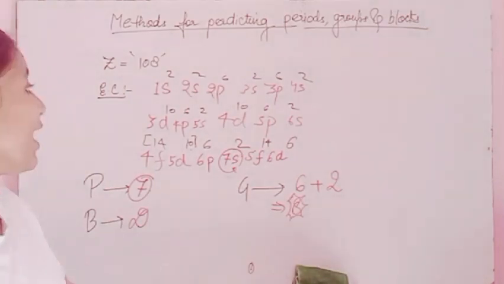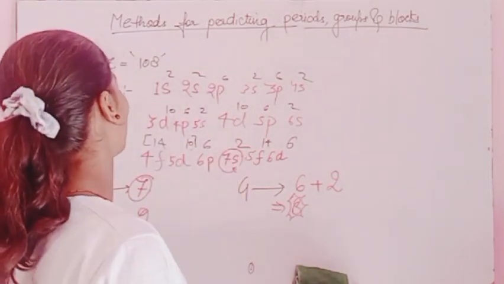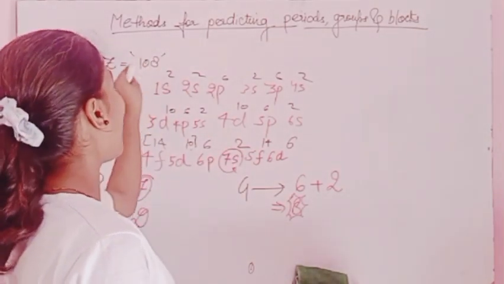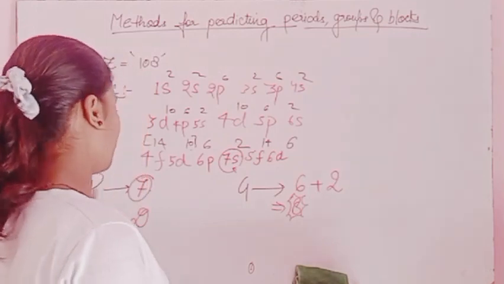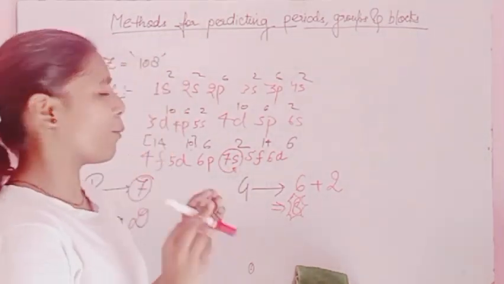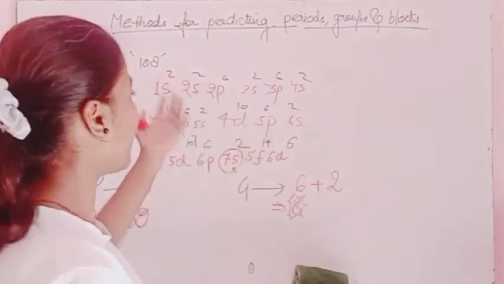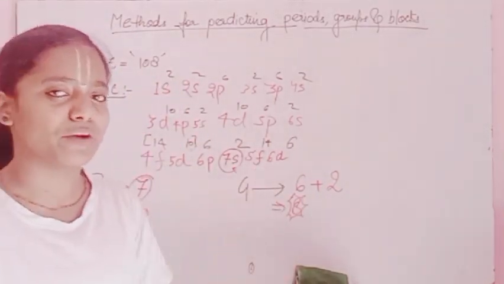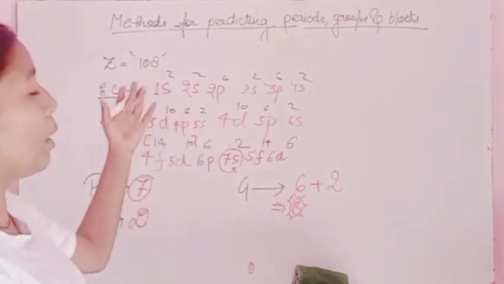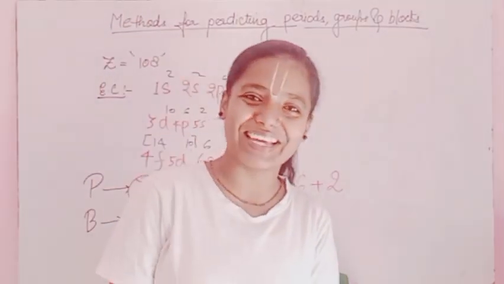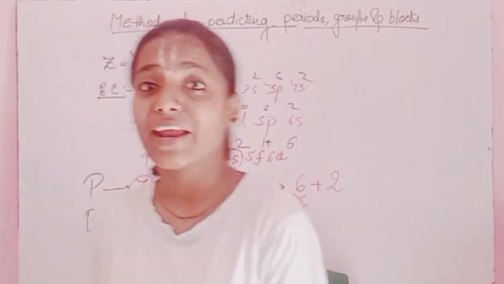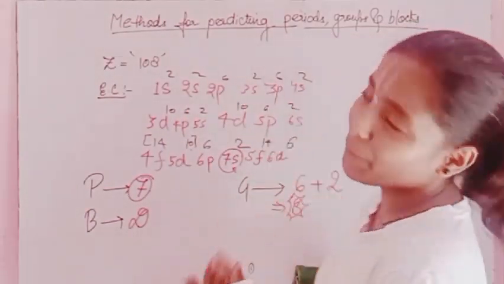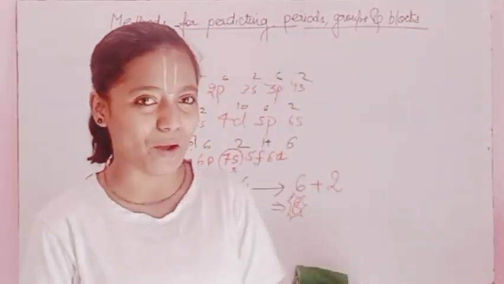I hope this is clear. We took a very nice example for understanding which period, which block and which group a particular element belongs to. You see, we took only a few minutes for a large element. If you do so for 1 to 20 or 1 to 30, it would be easier than before. I hope all this is crystal clear to you and you understand how to predict the period, group as well as block.